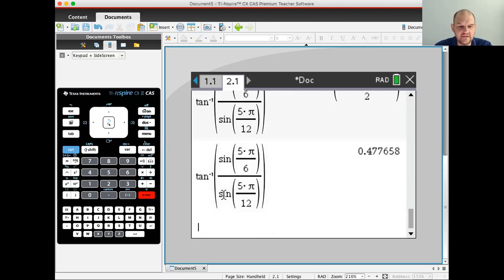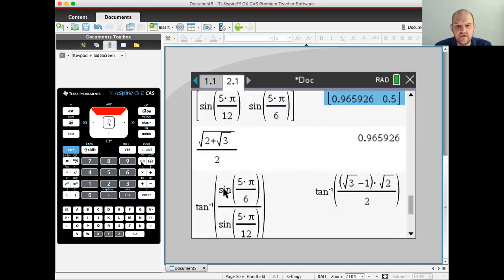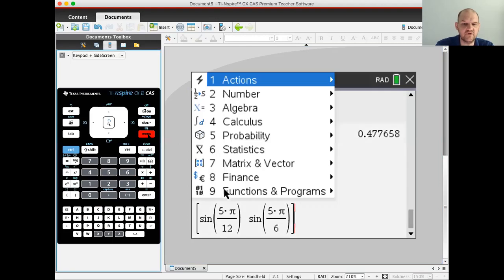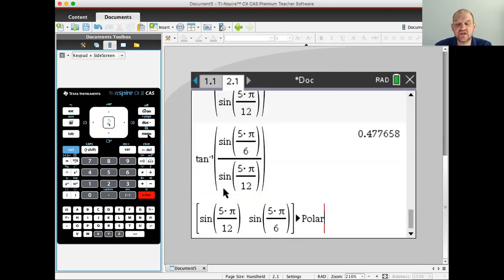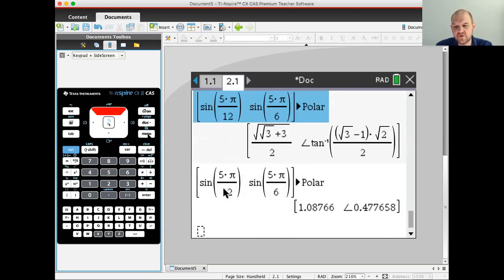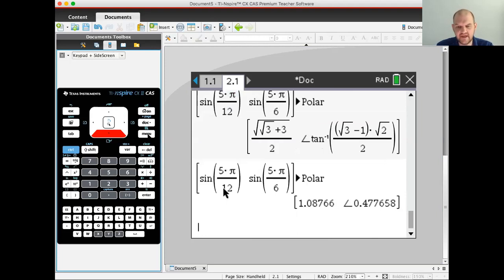Or we could have done, let's convert that to polar. Convert to polar is like a superpower once you know what you're doing. Menu 7C, convert to polar. So it's going to give me the magnitude and the direction angle. The exact direction angle looks like what we got. The magnitude is nuts, 0.477. So either way, I'm content with the exact value that we wrote because I can't do better by hand.